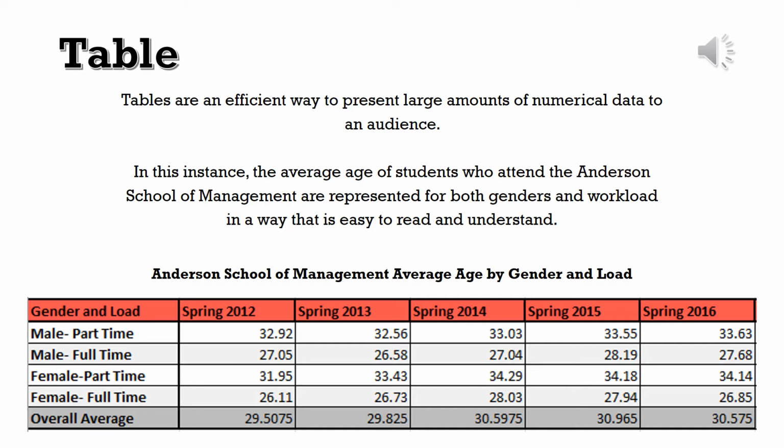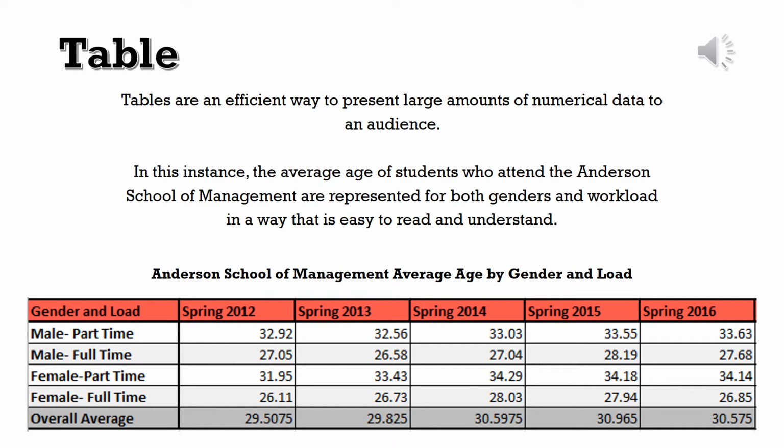If you're representing in a graph, sometimes it can be jumbled or confusing to read if there is a large amount of numerical data. Here we don't have too much, but we have organized it well within the tables so that our new audience, which is the Anderson School of Management, and that can be the staff or the students, are able to locate this information quickly and easily by using this table because it's organized in columns that represent the years and rows that represent the gender and the load of the students.